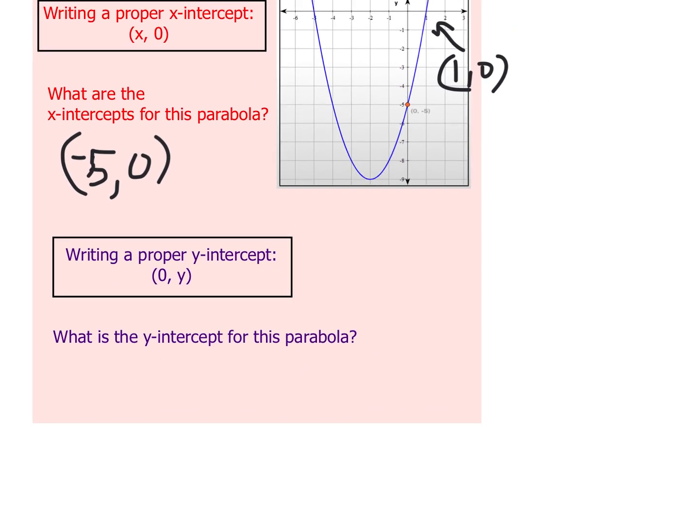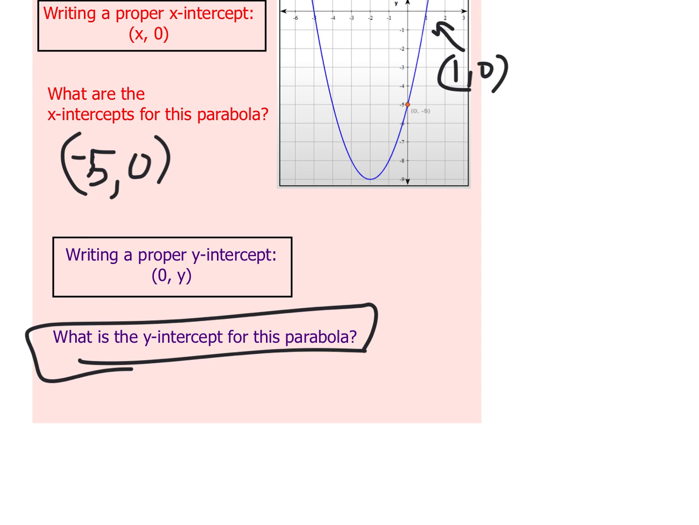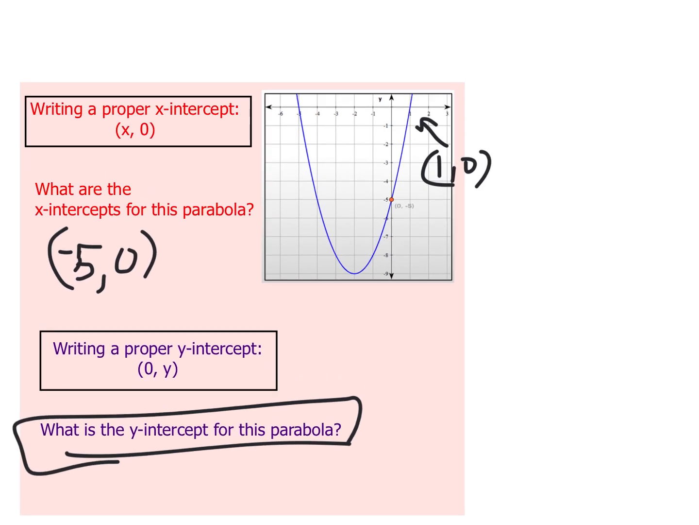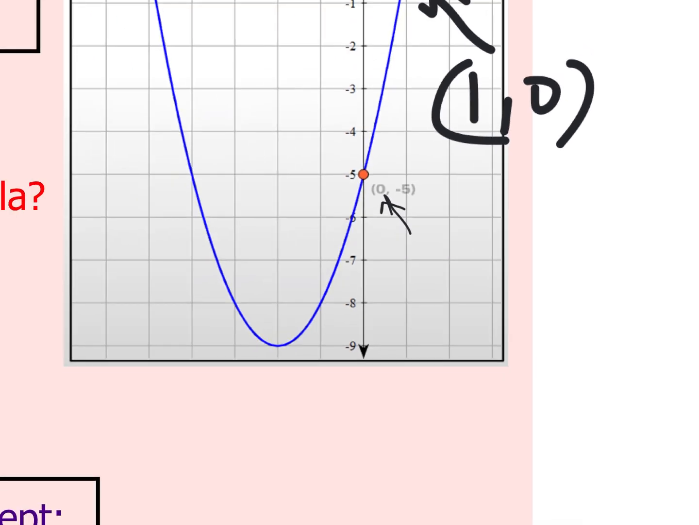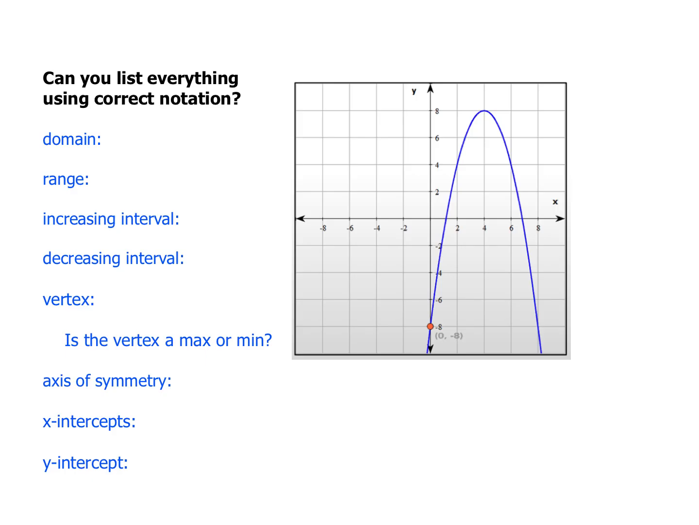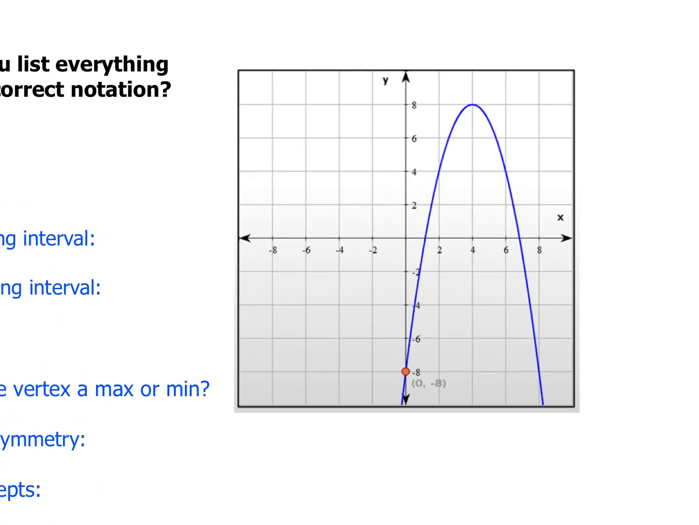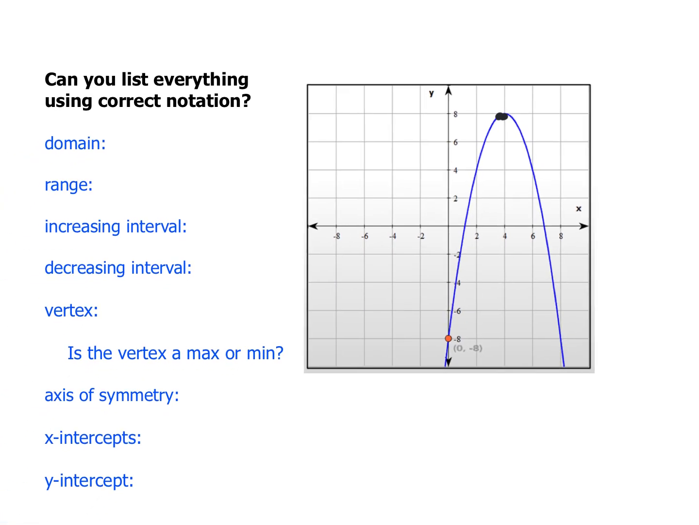All right. And what is the y-intercept for this parabola? It's that red spot right there. That's the y-intercept. 0 comma -5. We'll just start this one. We can do the domain and we can do the range. As soon as we get done with that, it's lunchtime. So focus.